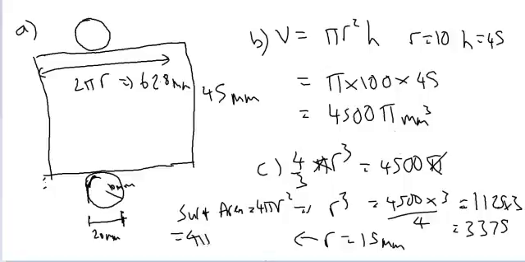So 4 pi times 15 squared. So 15 squared is what? 225. So that's going to be 900 pi millimeters squared.